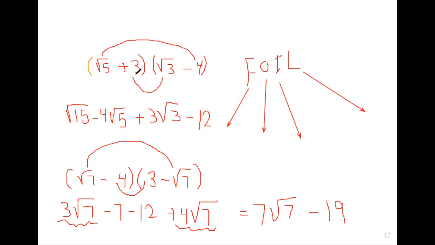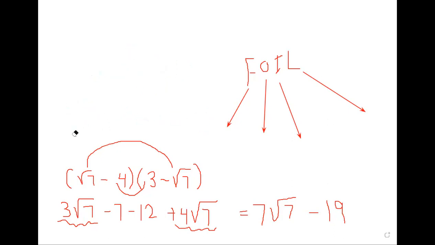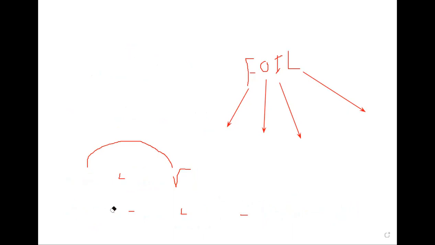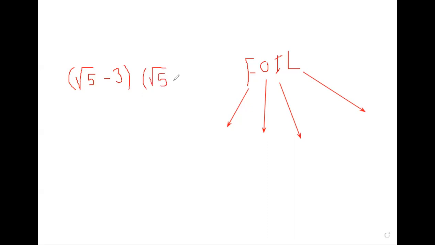Then we have multiplying binomials when we have two different numbers, like root 5 and 3 root 3. And we have another type when we have the same terms, which is the difference between two squares. Let me give you an example, like root 5 minus 3 times root 5 plus 3.